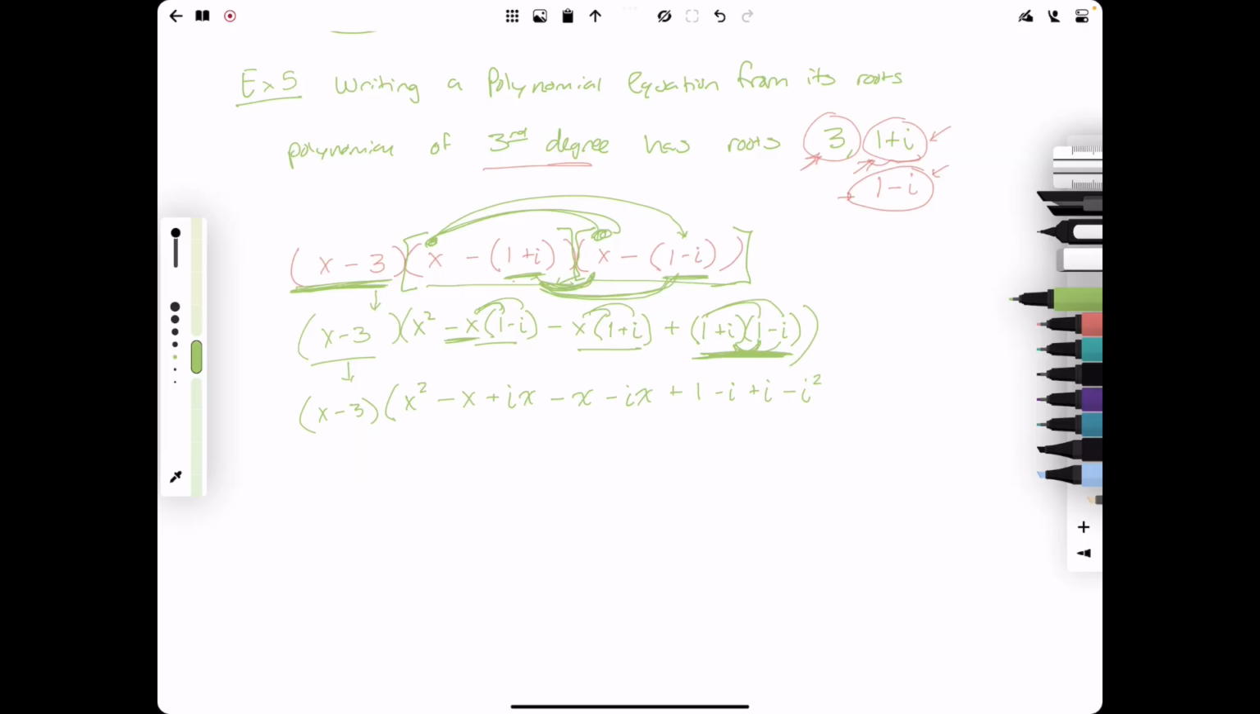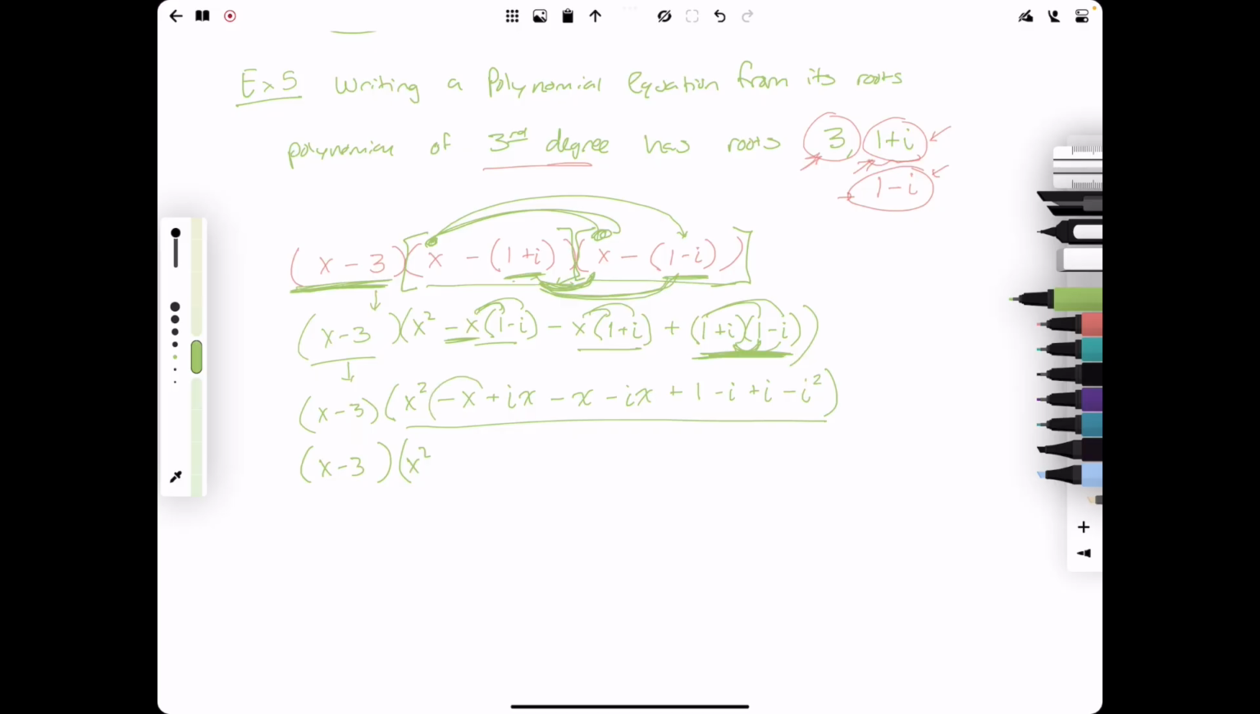Okay, simplify more. Let's combine some like terms within this section. What do you see? A bunch of x's. Is there anything like an x squared in there? No. Okay, so I'm going to write that one down, x squared, and I'm also going to write the first factor, x minus 3. How about an x term? Yes, there are 2 negative x's, the ones that don't have i with them.